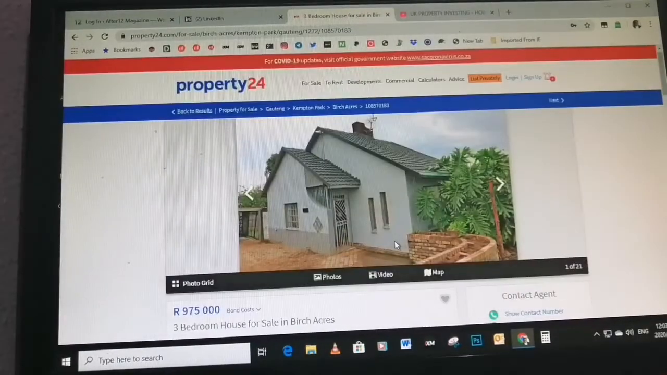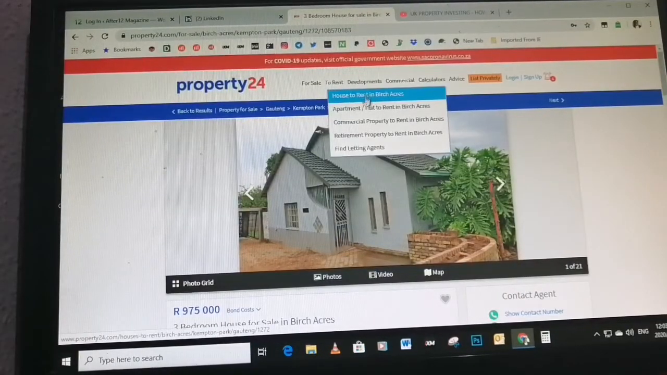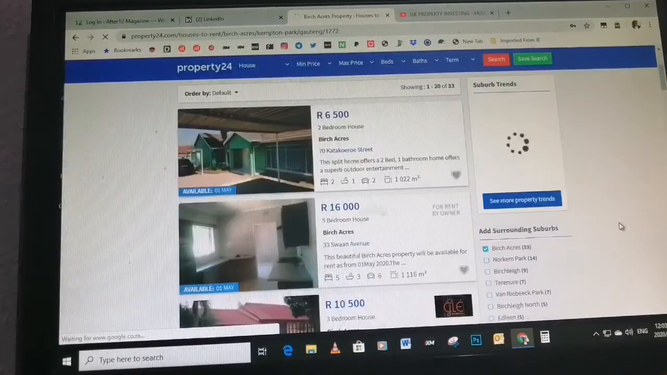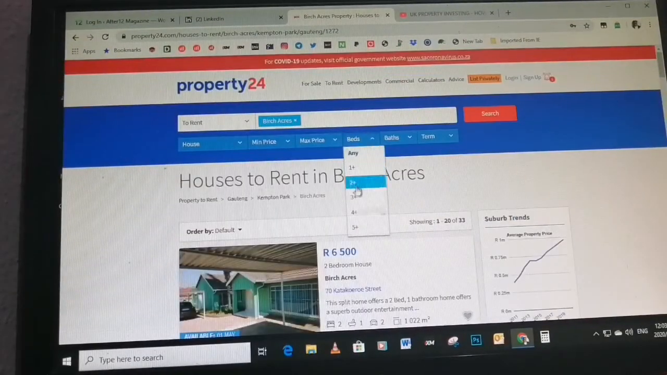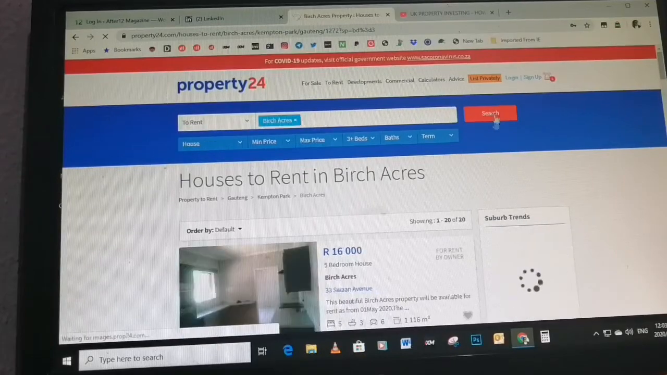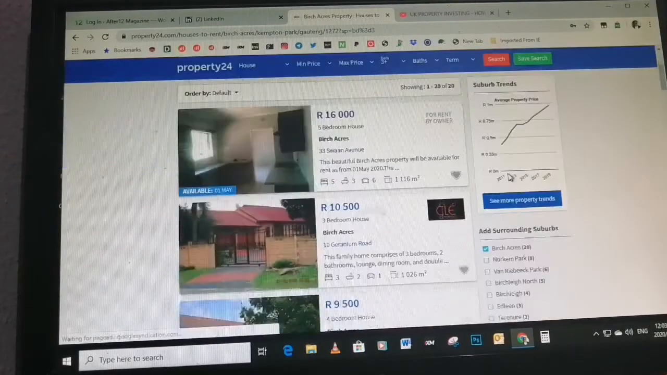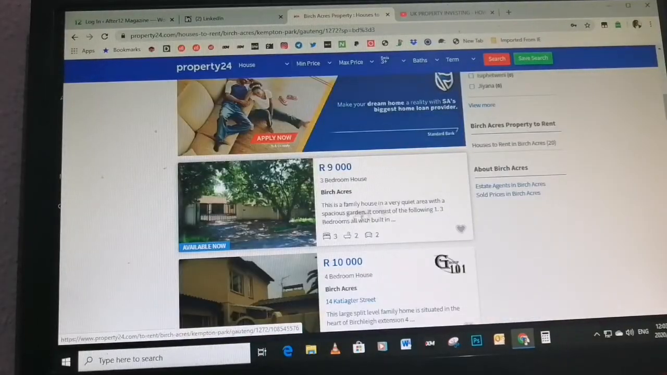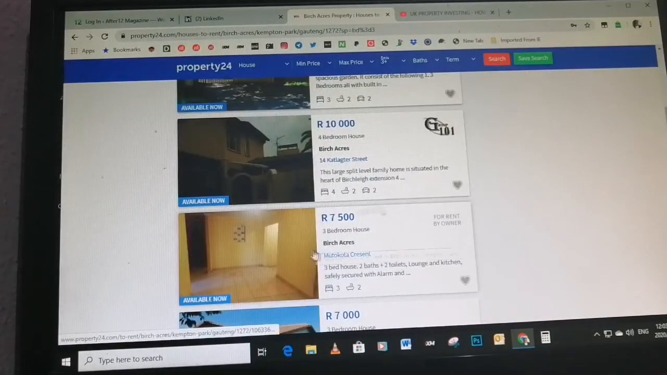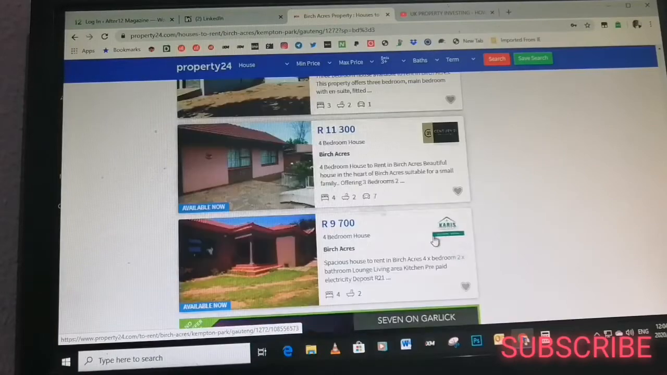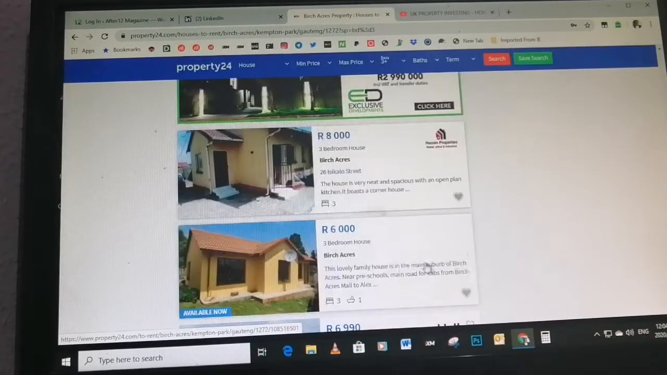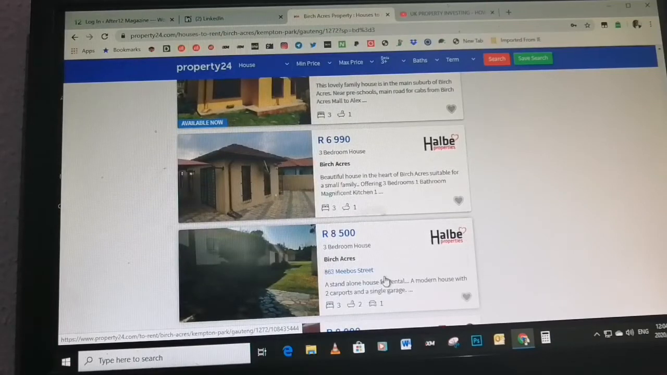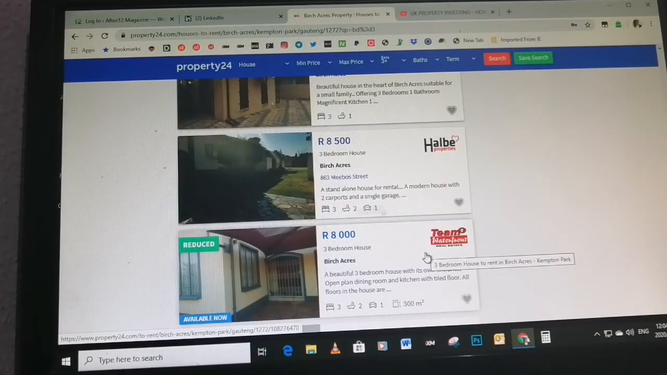Now, let's head over to the rental parts of the location to see how much people are paying on rental on a monthly basis. On average, people are paying anything from 10.5 thousand Rand. We are seeing 9,000 Rand, 7.5, 7,000, 8,000, 6,000, 6.9, which is like 7,000, 8.5, 8,000 Rand.